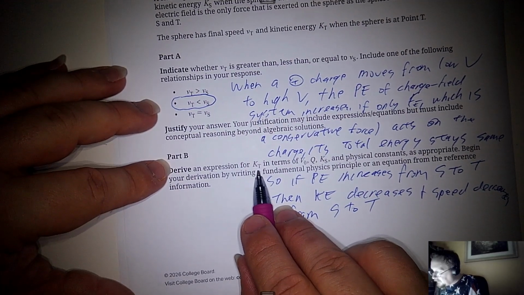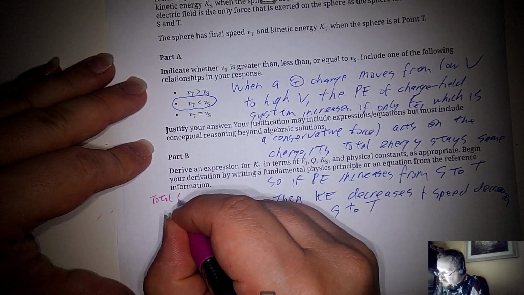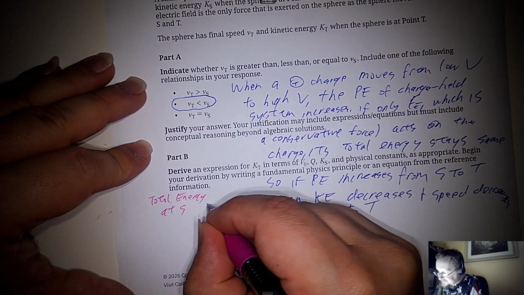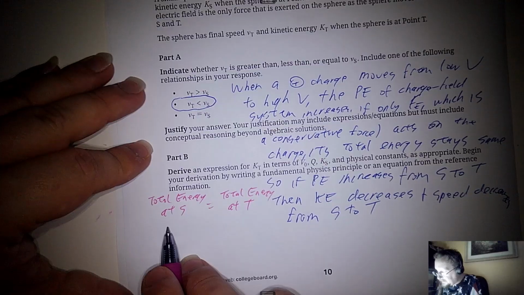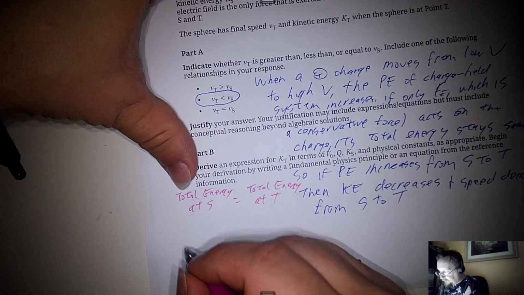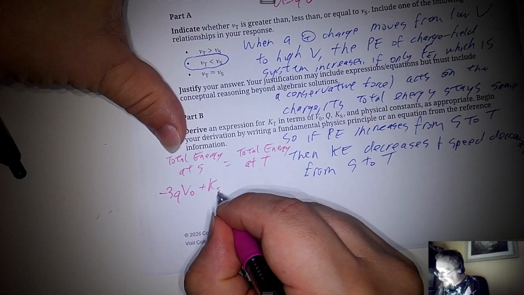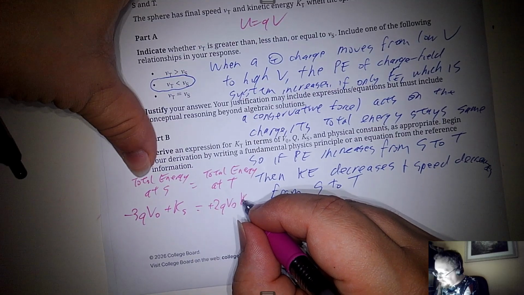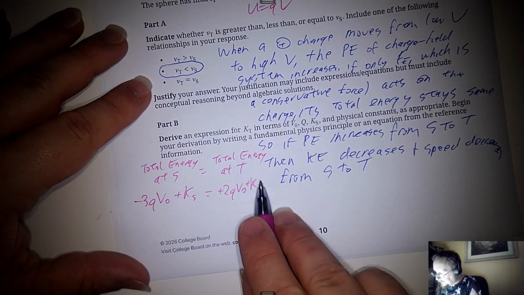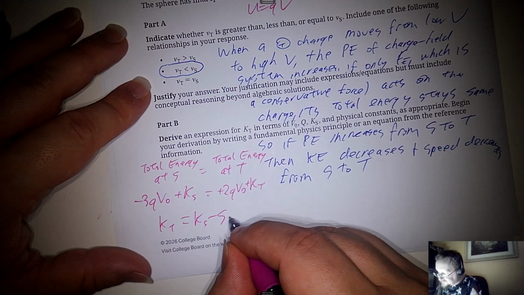Okay, so I'm going to say the total energy at S equals the total energy at T. At S, it's negative 3 QV naught, because potential energy is QV, plus Ks. And at T, it's going to be positive 2 QV naught, same reason, plus KT. So then I'm solving for KT. You bring it over and you get Ks minus 5 QV naught.